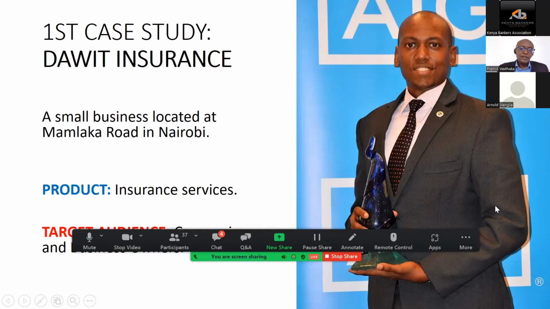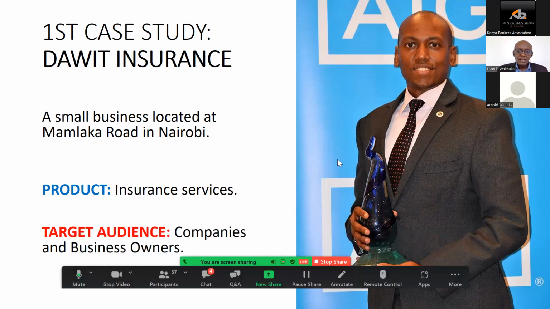One of them is called Dawit Insurance. Dawit Insurance is a small business owner. They are based here on Mamlaka Road in Nairobi. They provide insurance services to companies and business owners. And I want to focus on what I have learned from them.